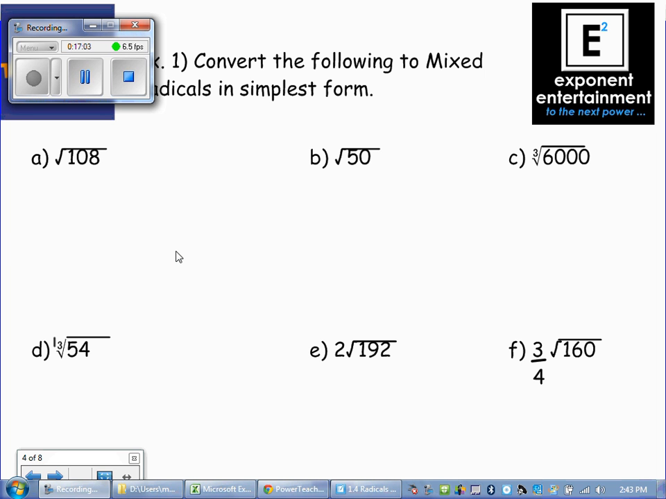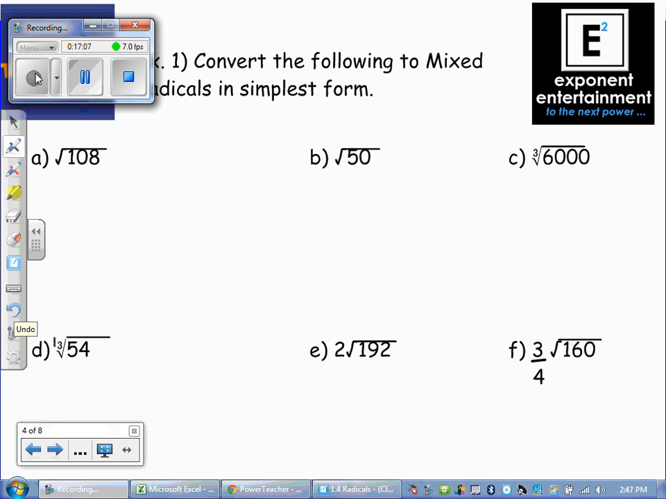Let's go over these together. For the square root of 50, the first question I need to ask myself is, what is the index? What's the index of this question? It's 2. The index is the little number that's right there.